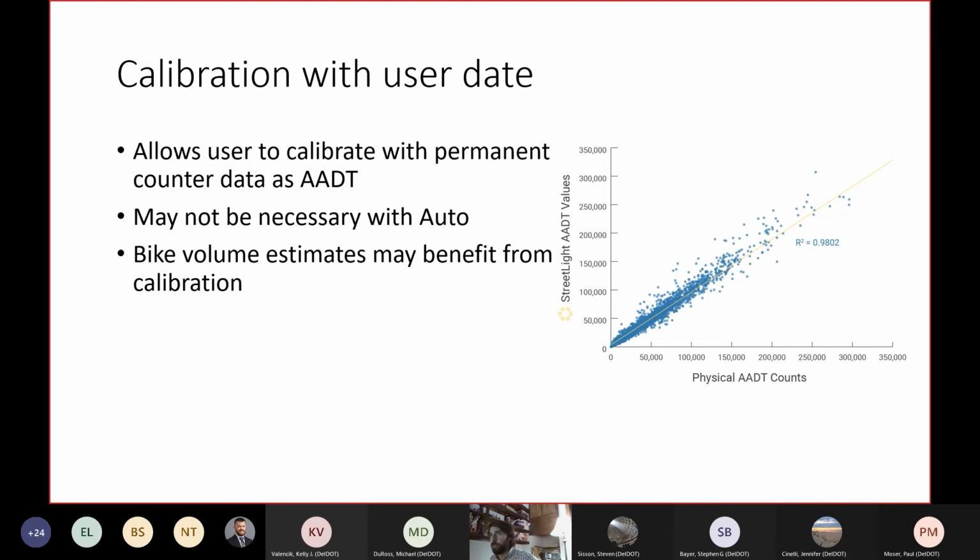Between DelDOT and DNREC, I think we have about 5 counters around the area, mostly on trails, and maybe some temporary counts on roads. We're going to try plugging those in and seeing if that helps balance the network a little bit better. So, any thoughts or discussion on this? Anyone have any ideas about this or comments?